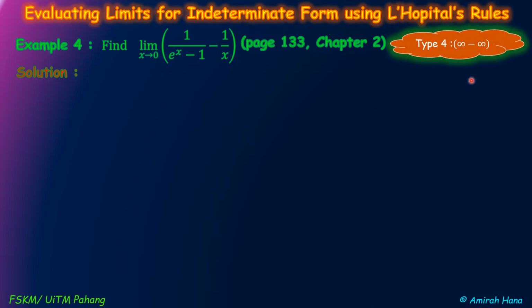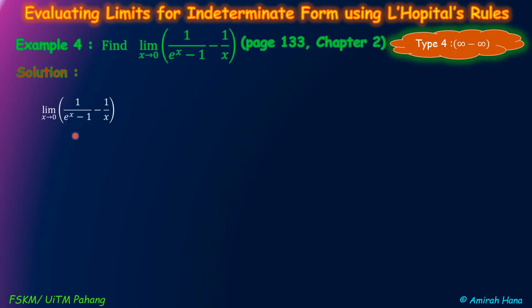This example is under type 4, infinity minus infinity. When we substitute 0 into variable x, we have e to the power of 0, which is 1. 1 minus 1 is 0, so we have 1 over 0, which is infinity, minus 1 over 0, also infinity. So this example is in the form of infinity minus infinity, which is also an indeterminate form. To evaluate a limit for indeterminate form, we need to use L'Hopital rule.